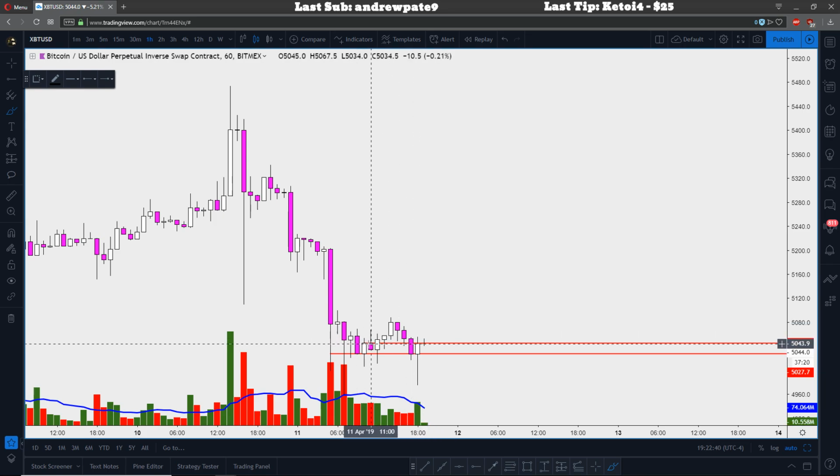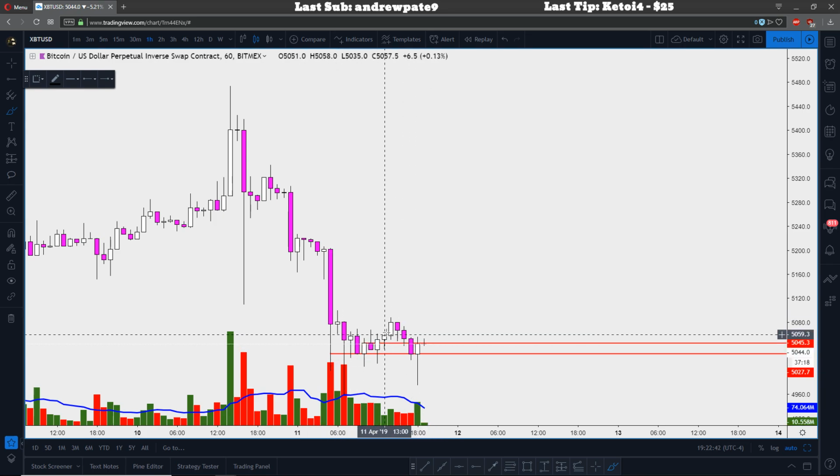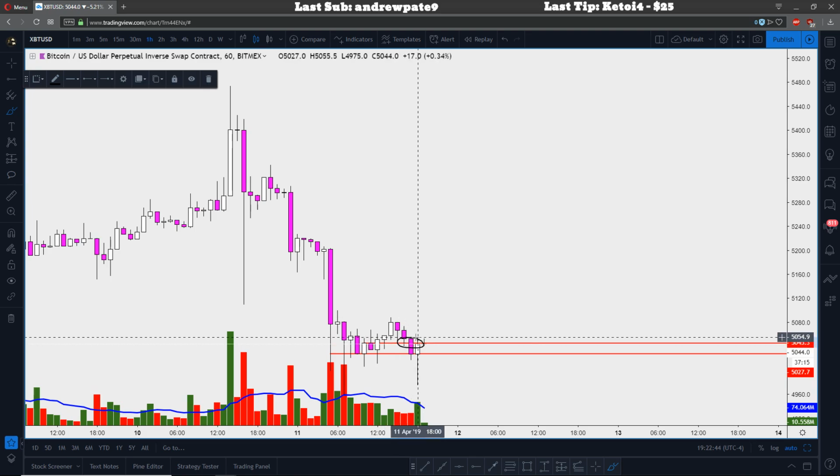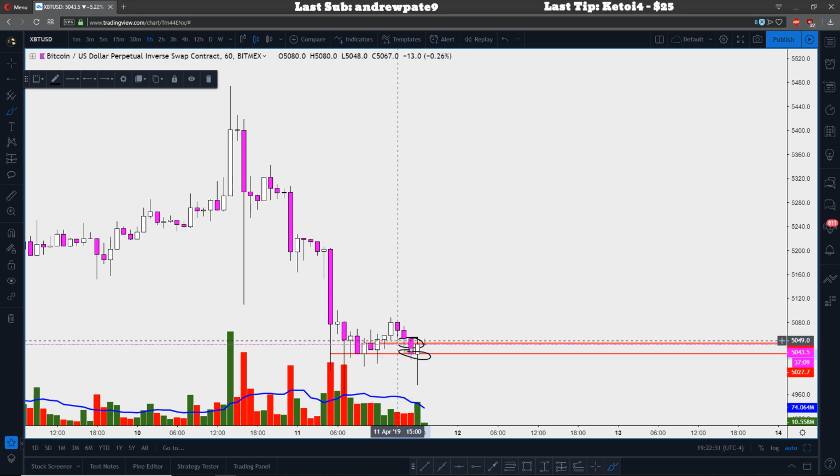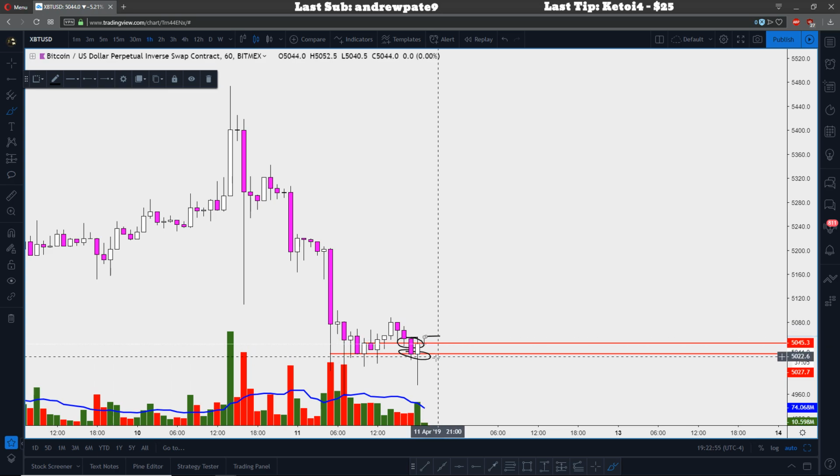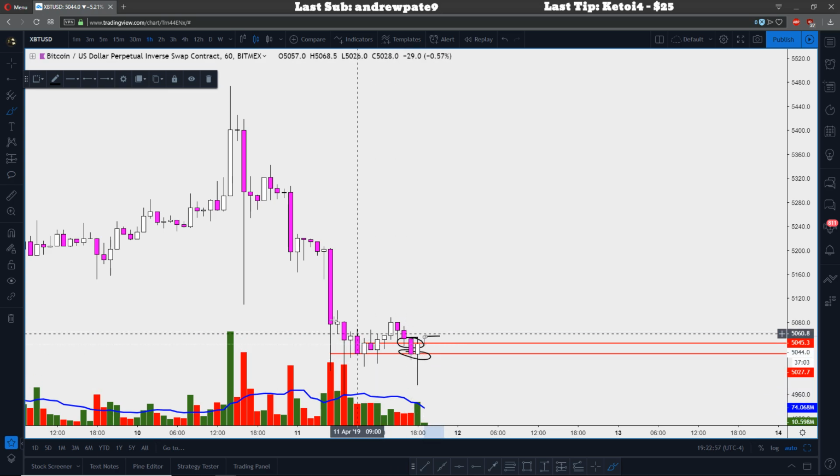So you're either going to enter on the break of the high of the pullback here, which we saw here, or you're going to enter on the break of the low of the pullback, which we saw here. Your stop loss, as I said, would be above the levels. And then target is based on your own discretion.